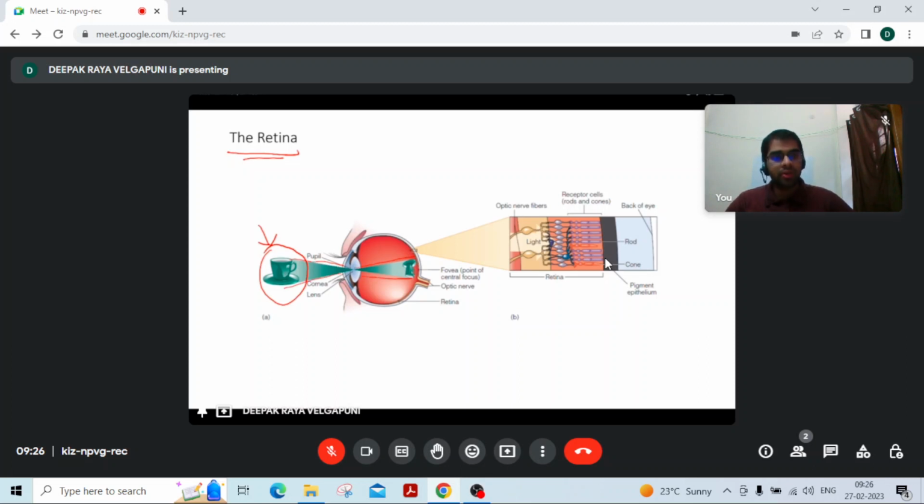Now, how is the retina structured? The light falls on this pigment epithelium. When light falls, there are these light sensitive cells. This acts like a transducer for converting the light signal to electrical impulses, and then further processing takes place in your brain.